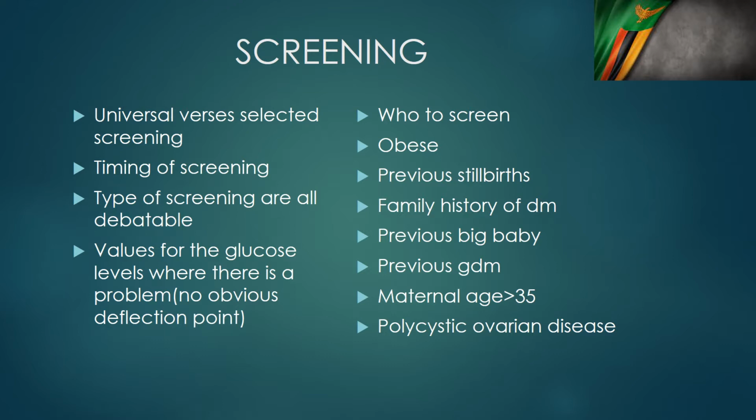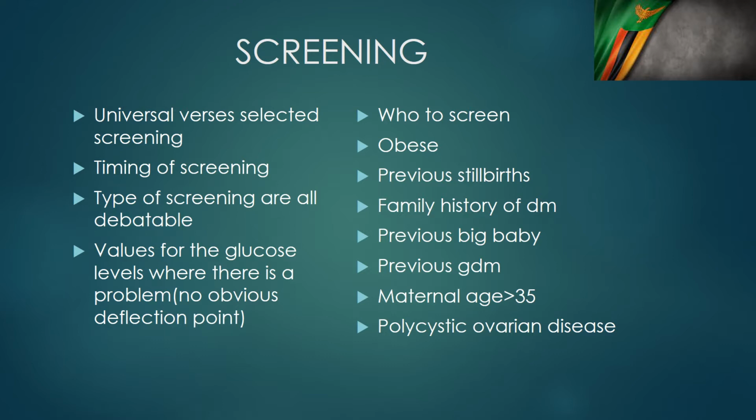That is obesity. We look at previous stillbirths. We look at the family history of diabetes mellitus. We look at that woman who had a baby that is above 4.5 kg. We have that woman who had gestational diabetes in a previous pregnancy. We have women who are above 35 years. We have women who had polycystic ovarian disease. All these women are at risk of developing gestational diabetes.